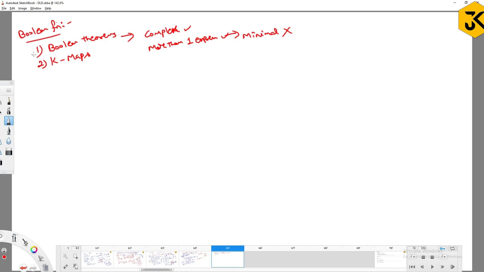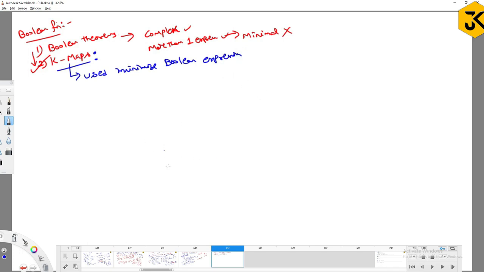So to overcome this drawback, we are moving to another concept called K-maps. So what is the purpose of K-maps? It is used to minimize a Boolean expression. That's it. Okay, fine. So how is this K-map going to work?